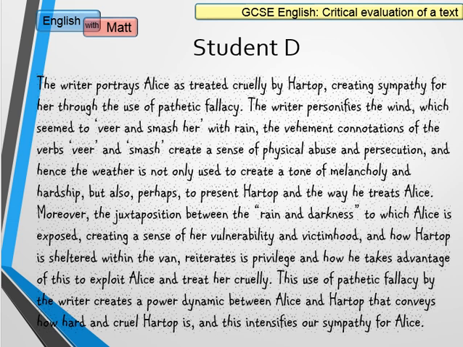Moreover, the juxtaposition between the rain and darkness to which Alice is exposed, creating a sense of her vulnerability and victimhood, and how Hartop is shouted within the van, reiterates his privilege and how he takes advantage of this to exploit Alice and treat her cruelly. The use of pathetic fallacy by the writer creates a power dynamic between Alice and Hartop that conveys how hard and cruel Hartop is, and this intensifies our sympathy for Alice.